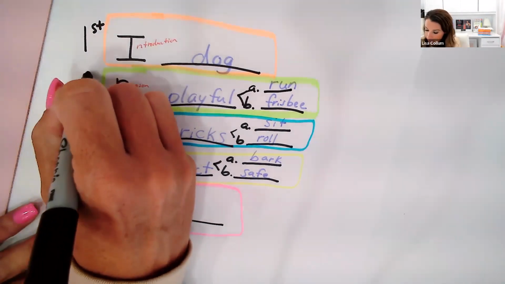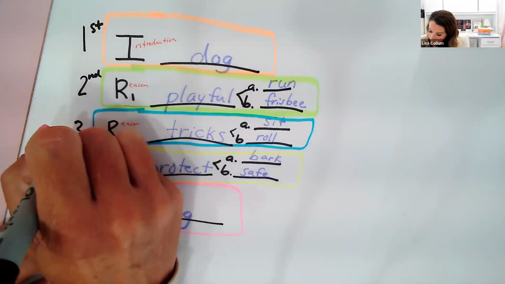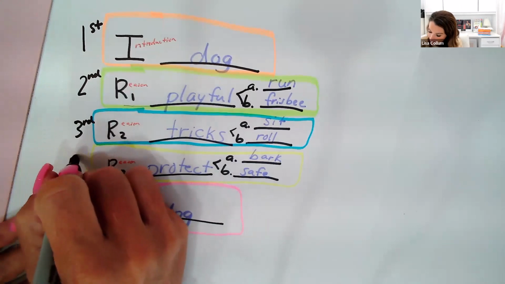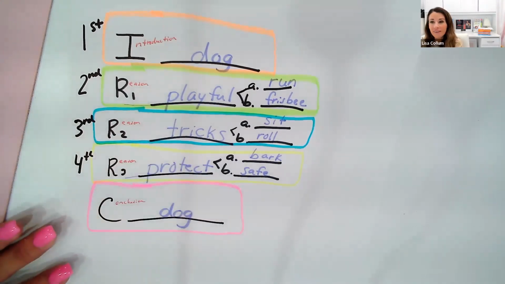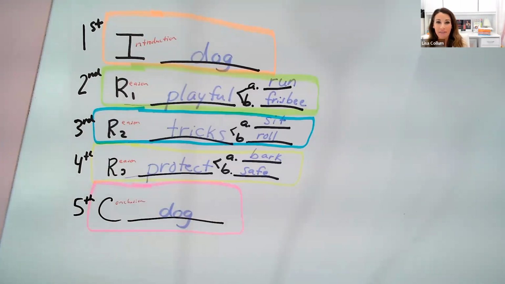This is my second paragraph. This is my third paragraph. This is my fourth paragraph. And this is my fifth paragraph. You are going to be writing a 5-paragraph essay, and this is your roadmap that is going to show you exactly what to write in each paragraph.